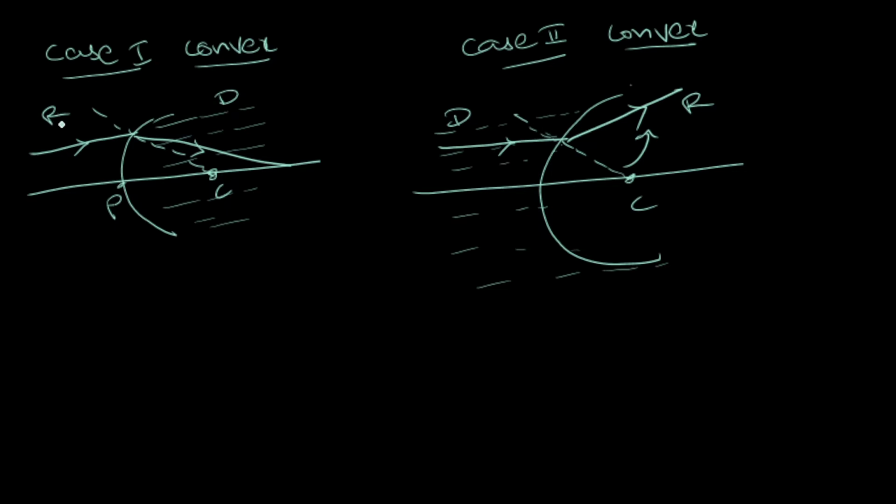Whenever a light ray travels from the rarer medium to the denser medium, the refracted ray will bend towards the normal. And whenever a light ray travels from the denser medium to the rarer medium, the refracted ray will bend away from the normal. And if you extend this refracted ray in the backward direction, what happens? These refracted rays will meet at some point on this principal axis. This point is known as the focal point, which is denoted with capital F. Focal point or focus.